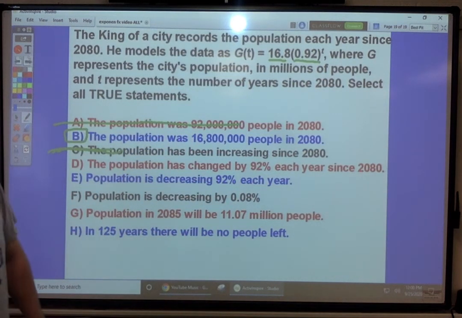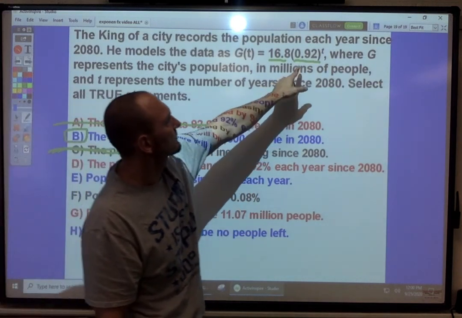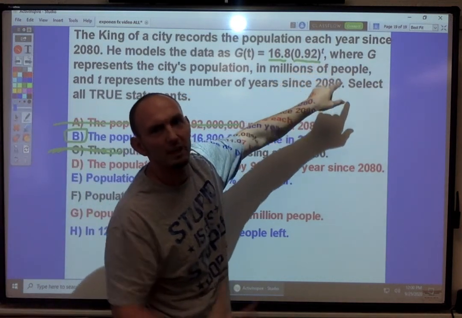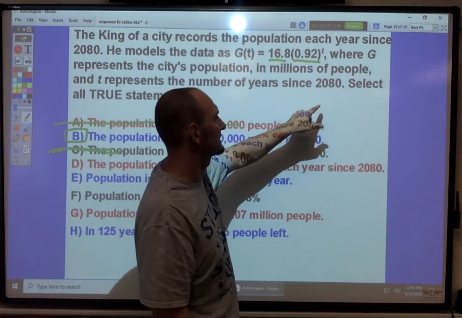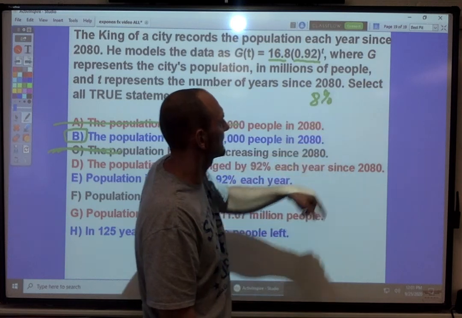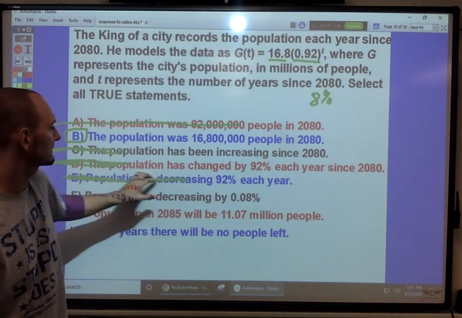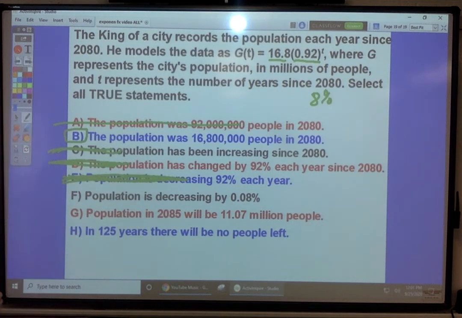Population has changed by 92%. That one tricks people. This represents 92%, but we actually are losing 8%. It's an 8% change. Okay, that's what we're losing. So that one's not correct. The population is decreasing 92%. Again, same kind of wording, trying to trick you. That is false. It's decreasing 8%.